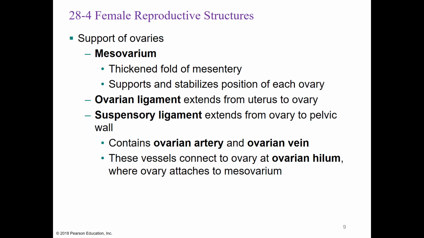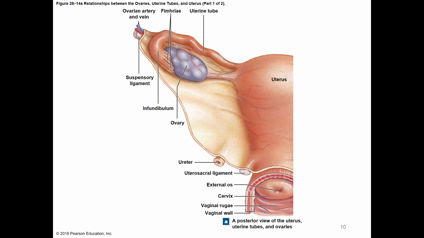The mesovarium is a type of mesentery, a thickened mesentery that will support and stabilize the position of each of the ovaries. We've also got an ovarian ligament that will attach the ovary to the uterus, suspensory ligaments that will go from the ovary to the pelvic wall, and along this we will see the ovarian artery and the ovarian vein, and these vessels will connect to the ovary at what we call the ovarian hilum. So let's see if we can take a look at those in a picture as well.